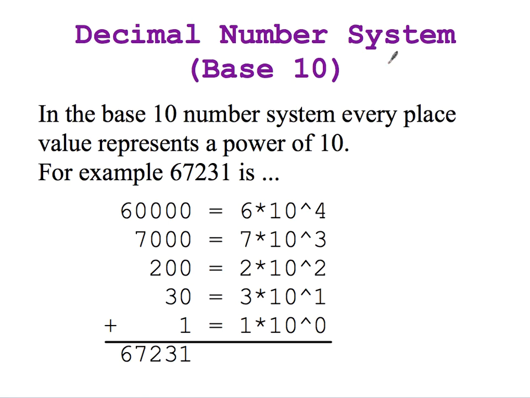So in the base 10 number system, every place, that is every digit, represents a power of 10, right? And so when we see a number like 67,231, the 6 actually represents 60,000, because it's in the 10 to the 4th position. So think about these positions. The 1 is in the 10 to the 0 position, the 3 is in the 10 to the 1st position, the 2 is in the 10 squared position, the 7 is in the 10 to the 3rd position, and the 6 is in the 10 to the 4th position. And what we're actually doing is adding up these values, which are multiplied by their place values.